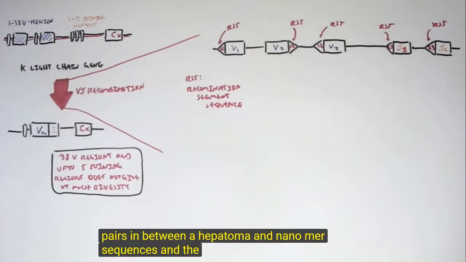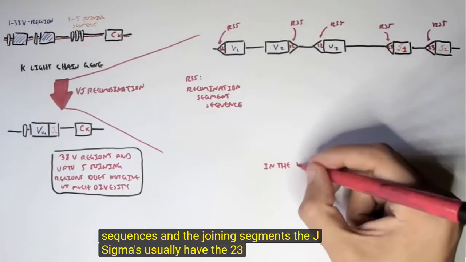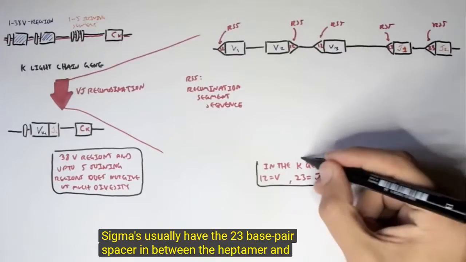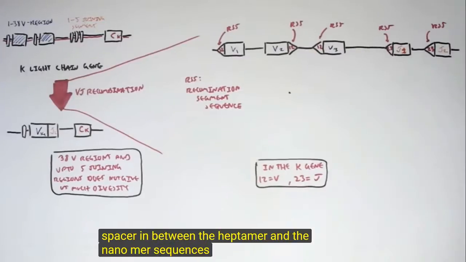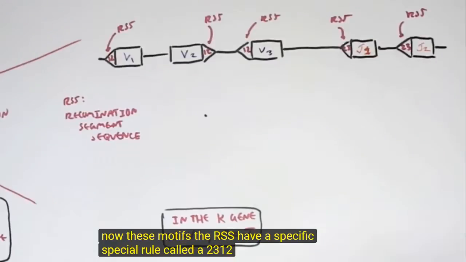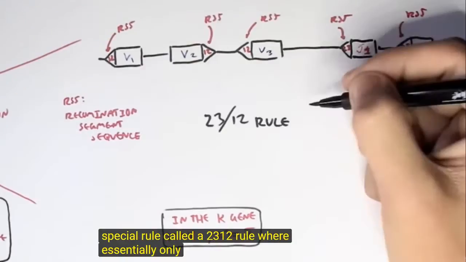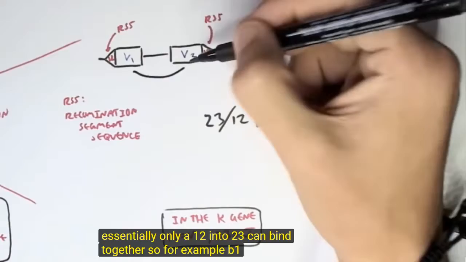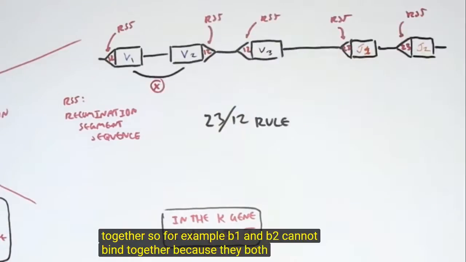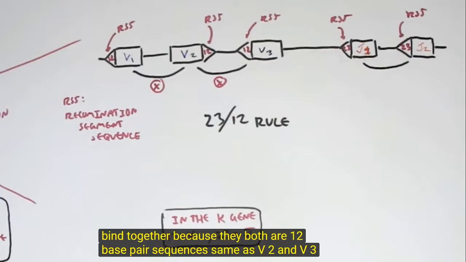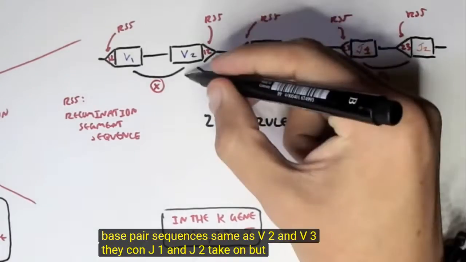And the joining segments, the J segments, usually have the 23 base pair spacer in between the heptamer and the nonamer sequences. Now these RSS motifs have a special rule called the 23-12 rule, where essentially only a 12 and a 23 can bind together. So for example, V1 and V2 cannot bind together because they both are 12 base pair sequences. Same as V2 and V3, they can't. J1 and J2, they can't. But V2 and J1 can.